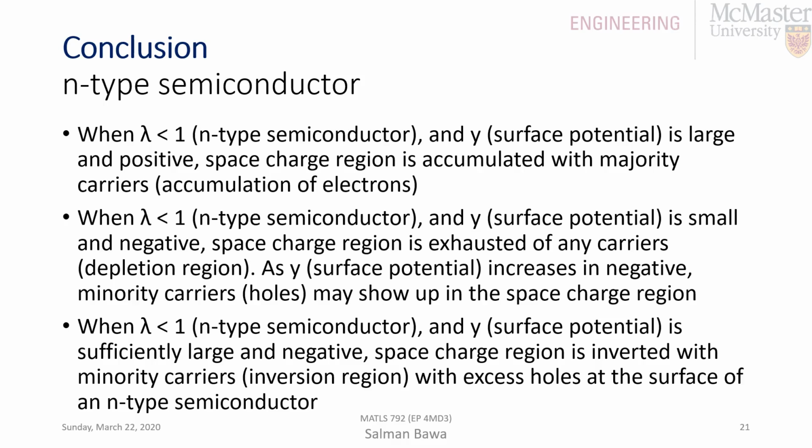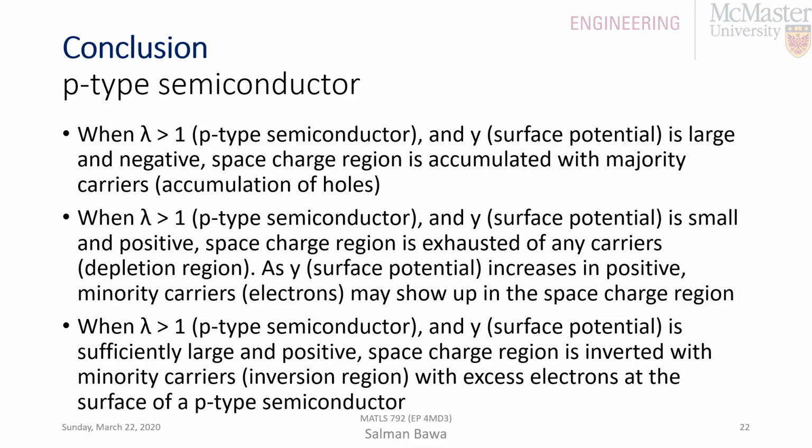And as the surface potential increases in negative, minority carriers, in this case the holes, may show up in the space charge region. When lambda is less than 1 and the surface potential is sufficiently large and negative, space charge region is inverted with minority carriers. This is the inversion region, with excess holes at the surface of an n-type semiconductor.